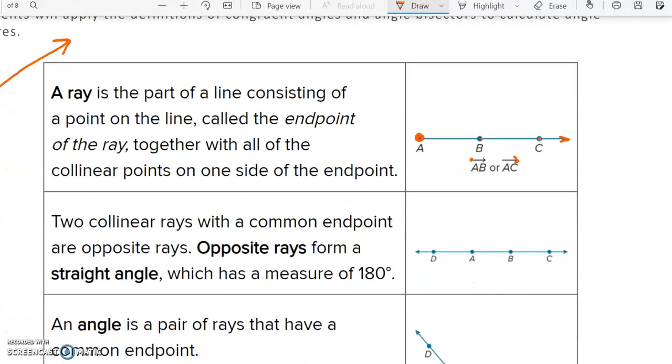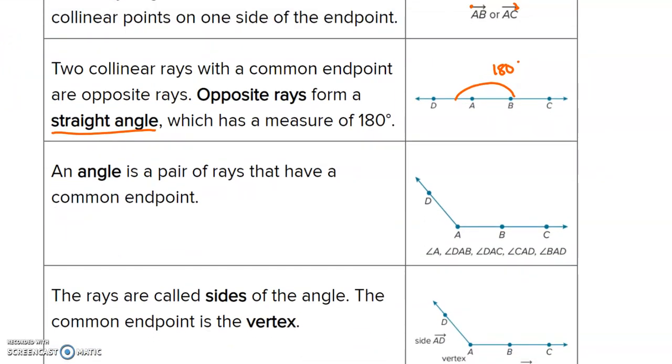Two opposite rays, so a ray going kind of this direction and a ray going that direction, opposite rays form a line and or a straight angle. And that angle measure is 180 degrees. This right here is an angle. It is made up of two rays with a common endpoint that we call a vertex, which we'll talk about more in a second. But we would name this angle by either its vertex point, so angle A.